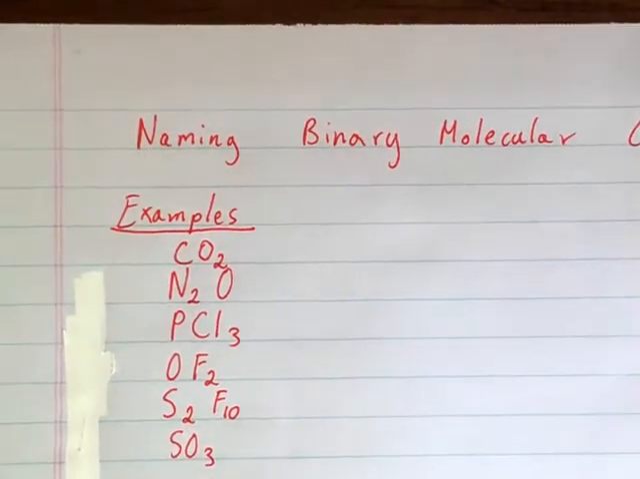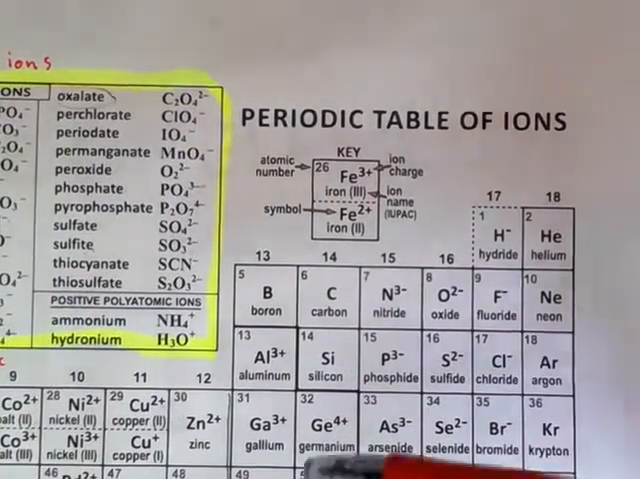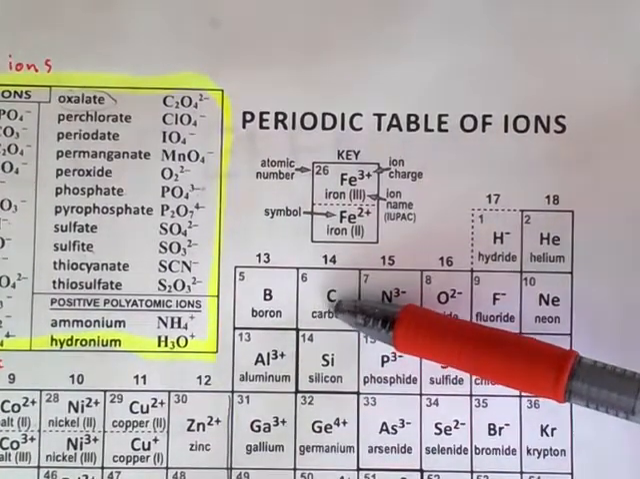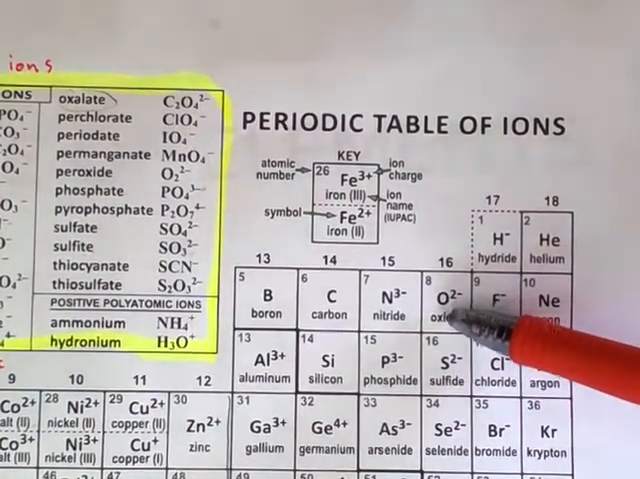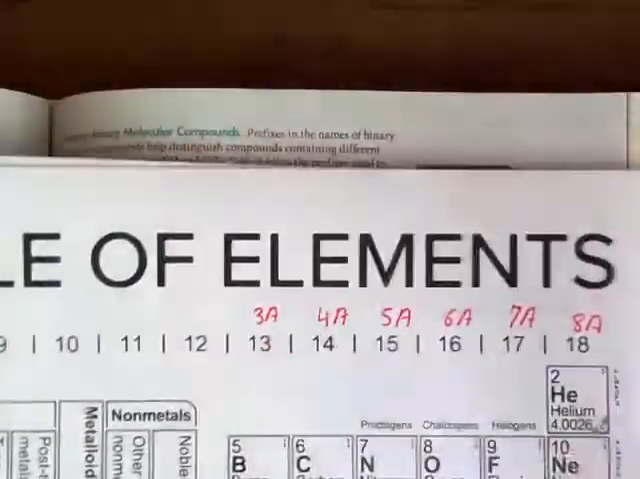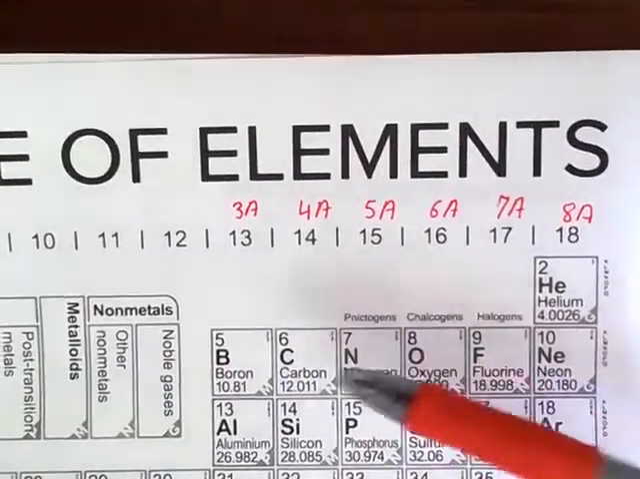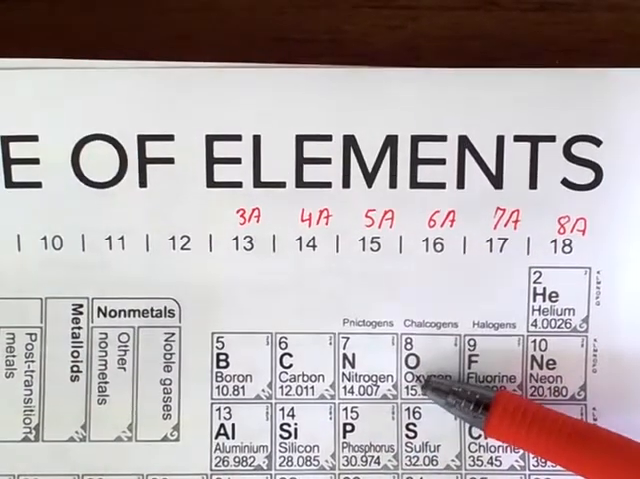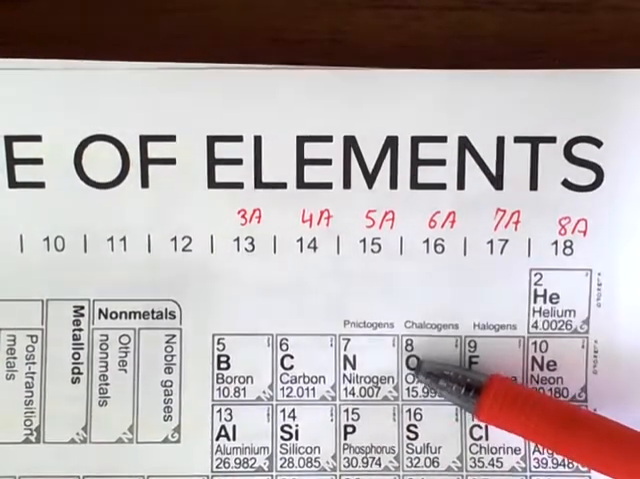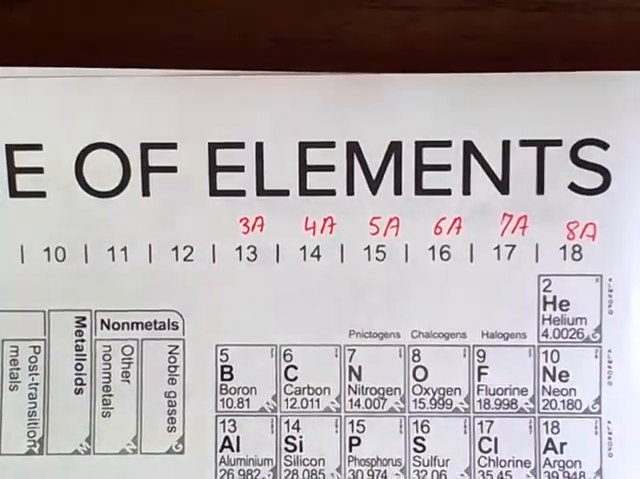Okay, so the first one is CO2. So we have to look at our periodic table and find C, carbon, and O, oxygen. Okay, so we got carbon and oxygen. And now we got to determine, so C is carbon, and then O is oxygen. Now, keep in mind, oxygen is going to change to oxide. And then we write the prefixes in front of it.